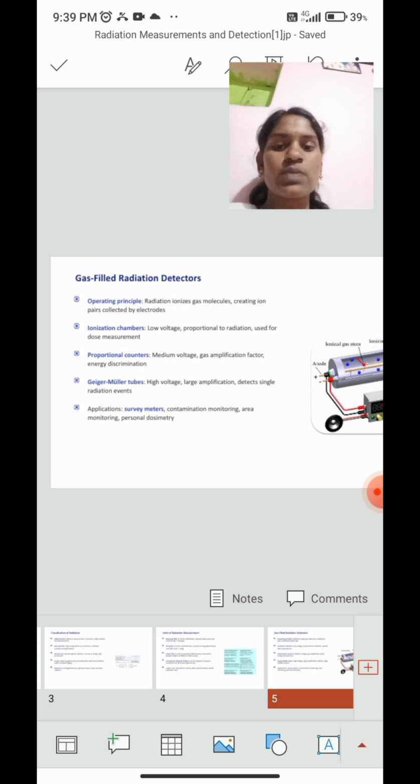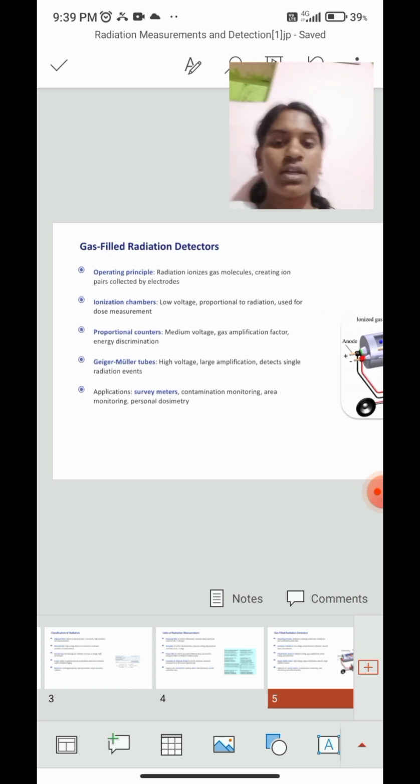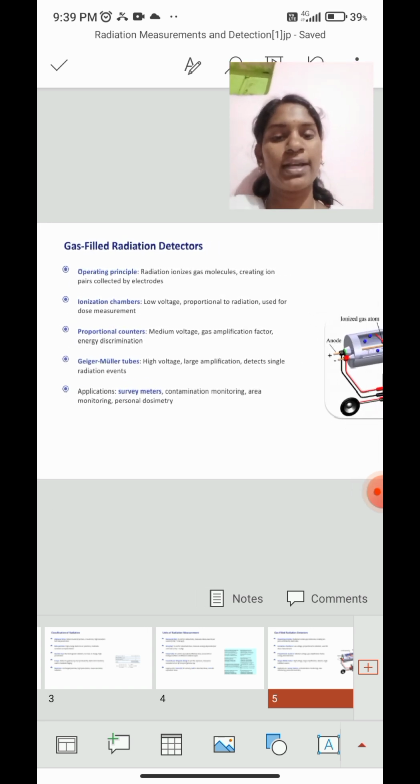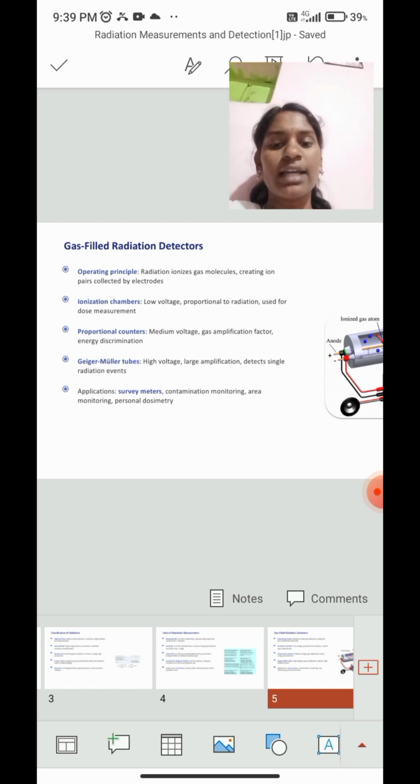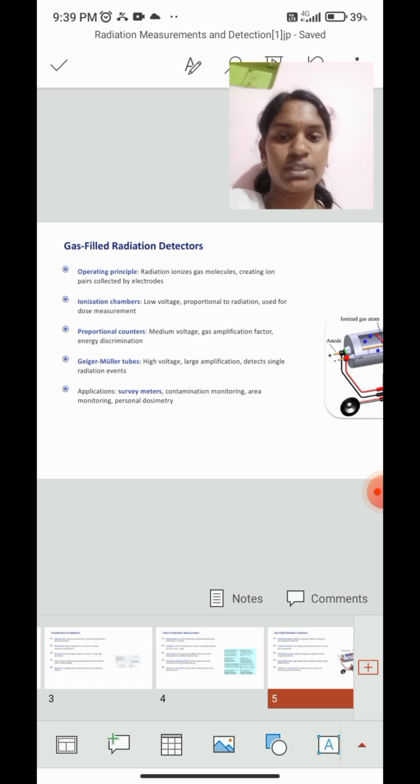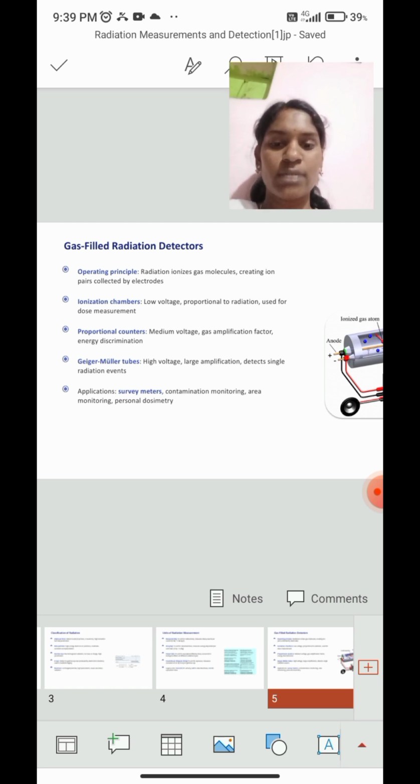Then gas-filled radiation detectors. They are mainly described by operating principles, ionization chambers, proportional counters, Geiger-Muller tubes, and applications. First, the operating principle: radiation ionizes gas molecules, creating ion pairs that are collected by electrodes. Ionization chambers use low voltage, with a response proportional to radiation, and are used for dose measurement.